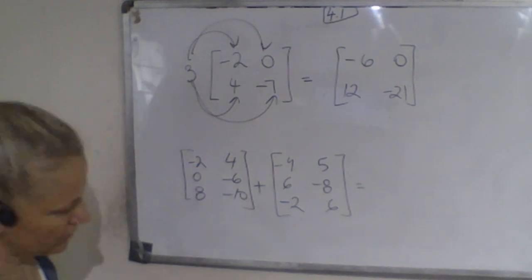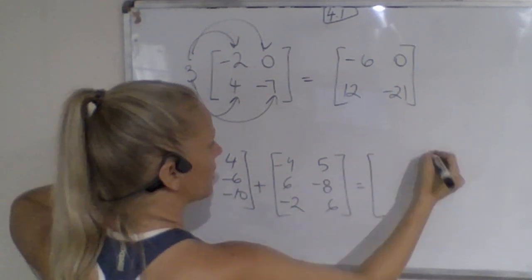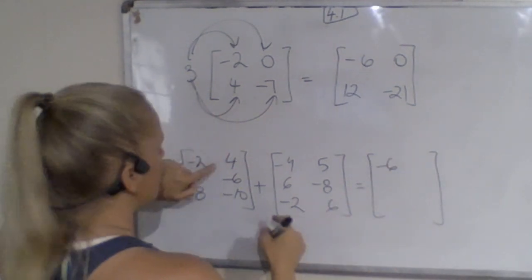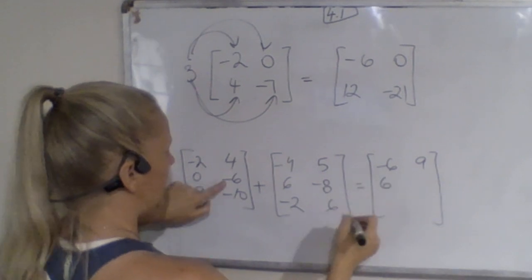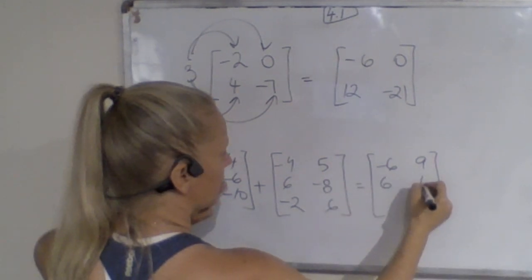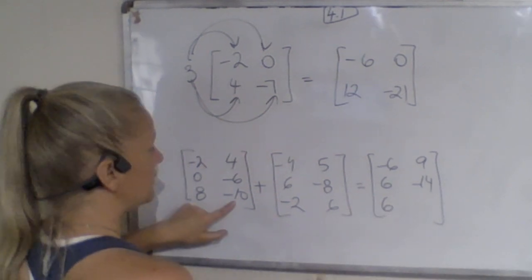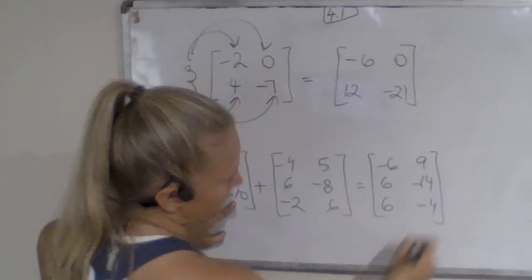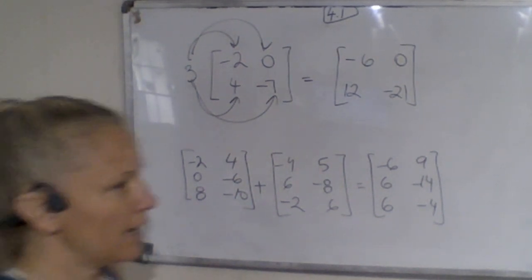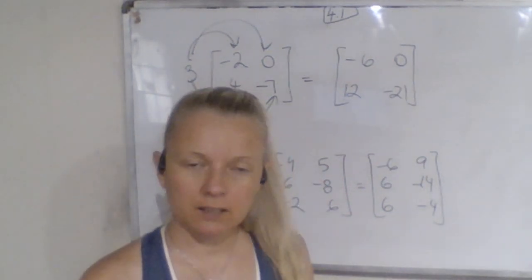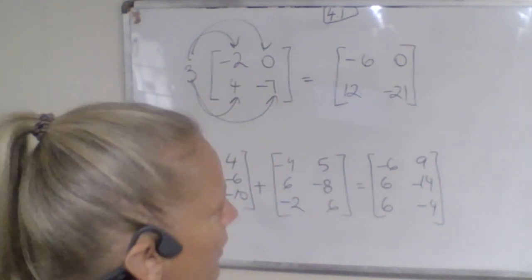And now all I have to do is go ahead and add. Negative 2 plus negative 4, negative 6; 4 plus 5, 9; 0 plus 6, 6; negative 6 plus negative 8, negative 14; 8 plus negative 2, 6; negative 10 plus 6, negative 4. And that is the answer. That's in the book. So, when you have a multiplication by a scalar and then an addition, you do the multiplying first, then you add, and then you move on.